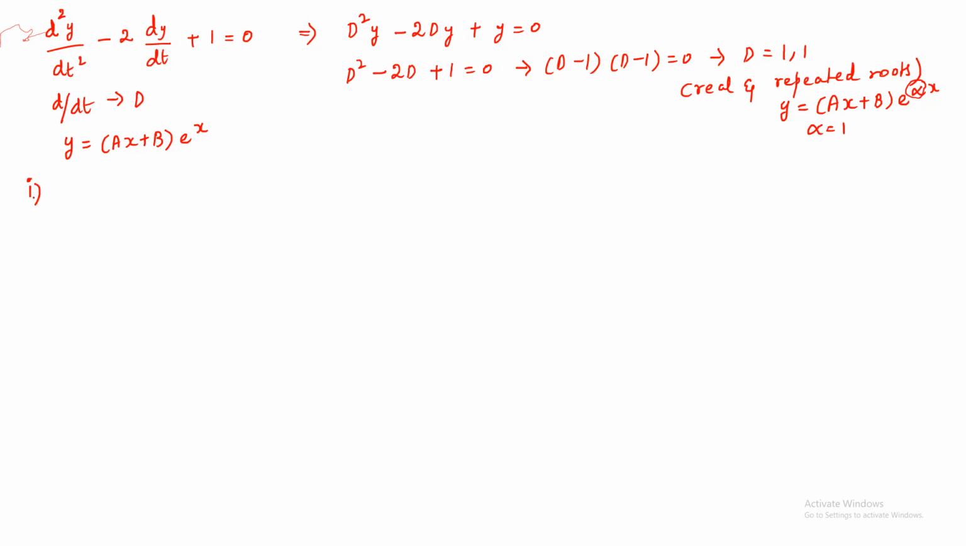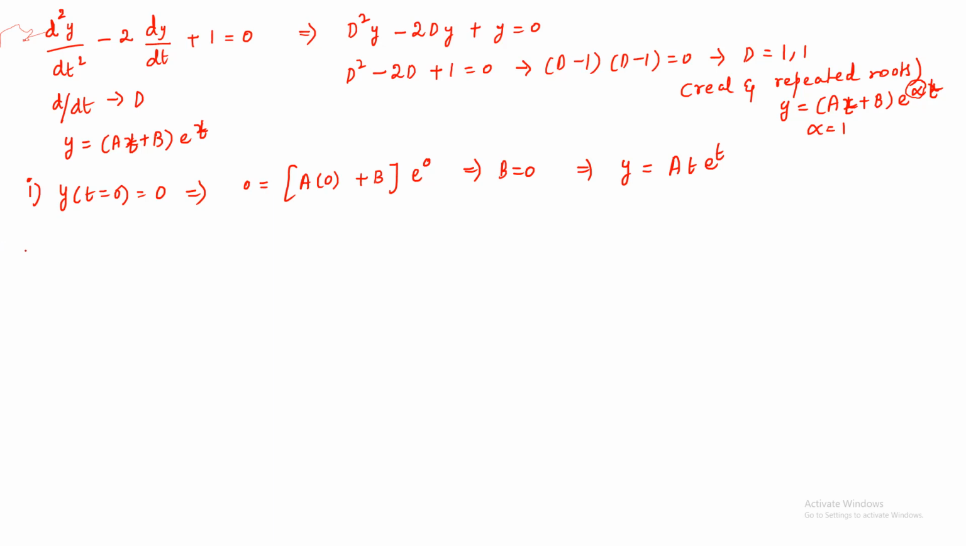Now let's substitute our first initial condition. Since we have our function y as a function of t, y of t = 0 is equal to 0. Then we will get 0 is equal to a into 0 plus b into e power 0. So this gives us b is equal to 0. Then that will change our y to be a t e power t.